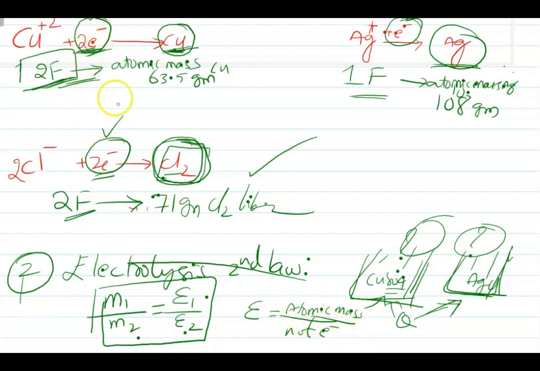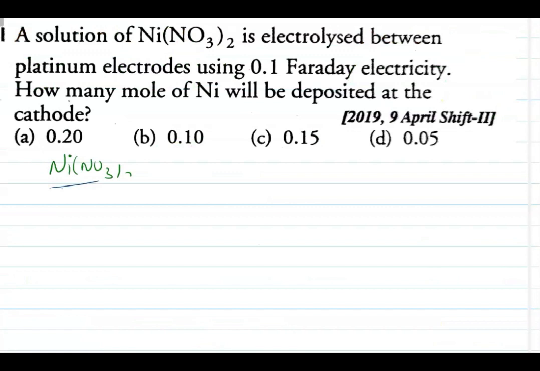See this number 2. If it is copper, atomic mass by 2. If it is silver, atomic mass by 1. If it is chlorine, atomic mass by 2. Like that, take atomic mass by the number of electrons required for reduction or the number of electrons required for oxidation. The condition is that the same amount of current should be passed through the electrolytic solutions. So hope you understood. Let's solve the problems. All these concepts should be very clear when you are solving the problems.